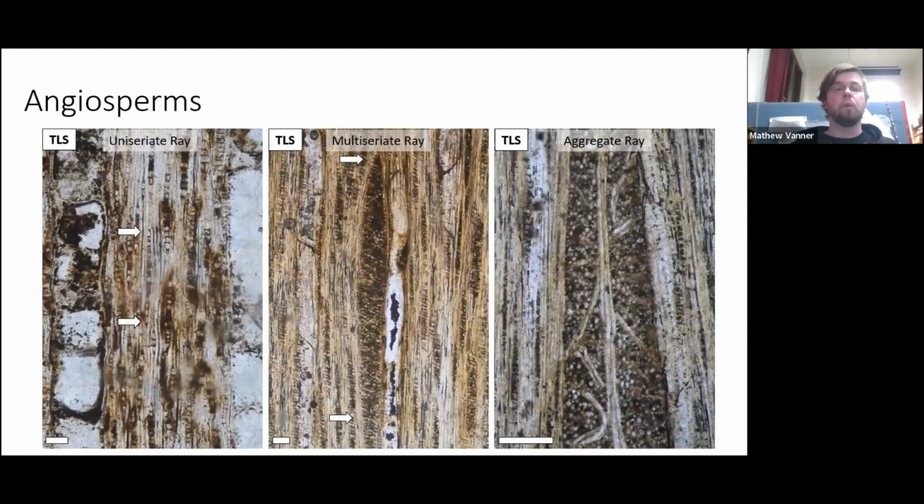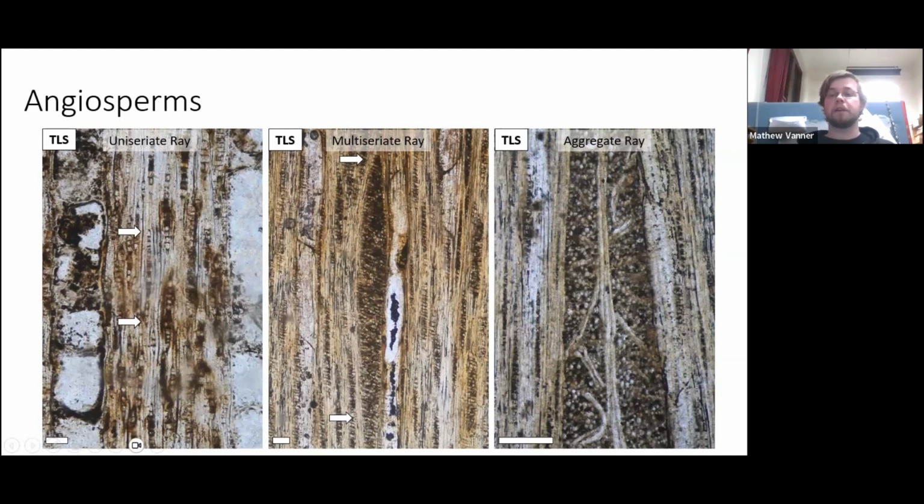Angiosperms also have a wide range of rays. Rays can be uniseriate all the way up to 10 plus seriate, so 1 cell wide to 10 or more cells wide. That's what you can see here. This is a uniseriate ray. This is one of those large multiseriate rays.